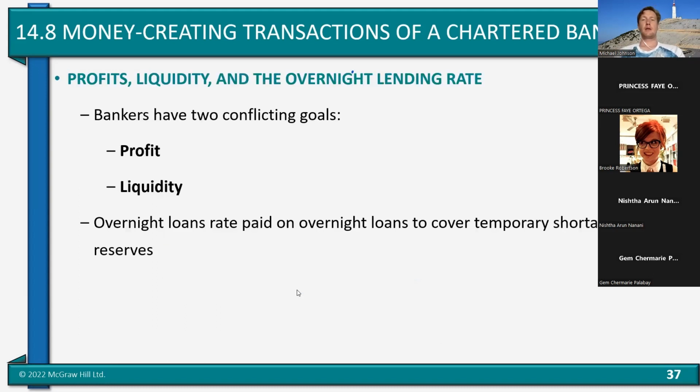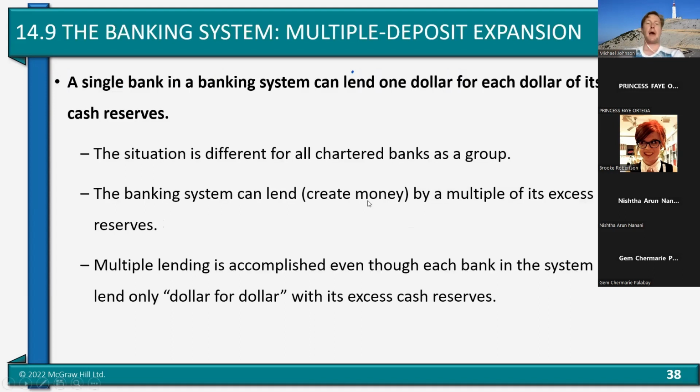So, profits, liquidity, and the overnight lending rate. Bankers have two conflicting goals: profit and liquidity. The overnight loans rate is the rate paid on government overnight loans to cover temporary shortages of reserves. A single bank in a banking system can lend $1 for each dollar of its excess cash reserves. The situation is different for all chartered banks as a group. The banking system can create money by a multiple of its excess reserves.